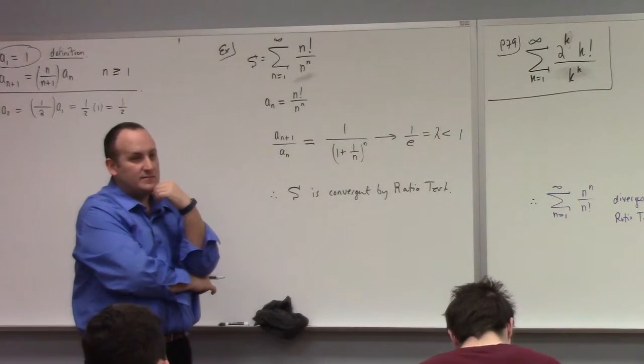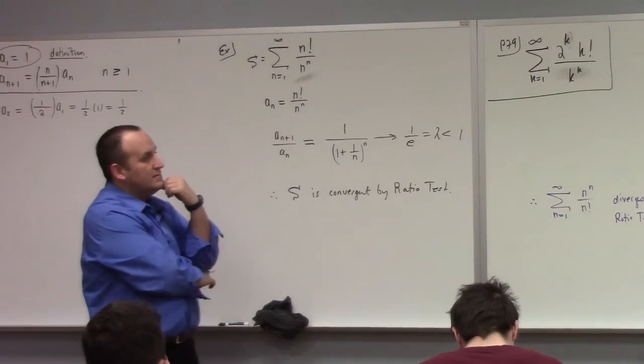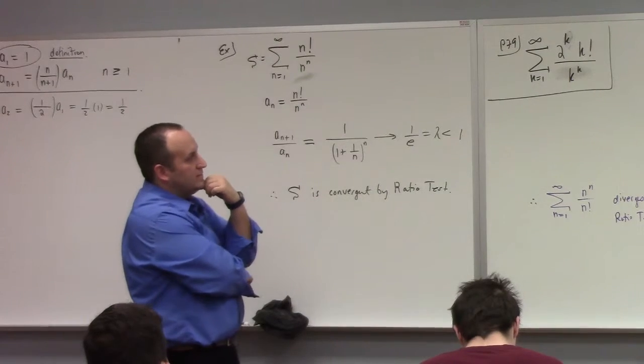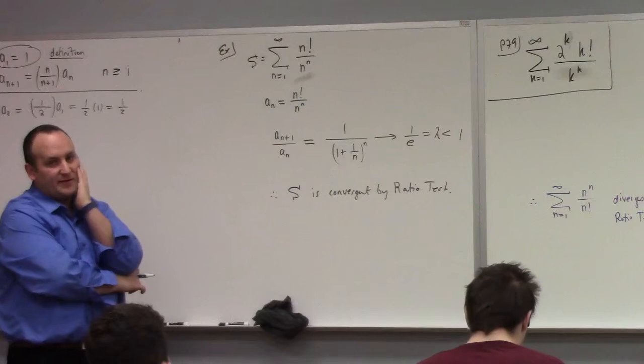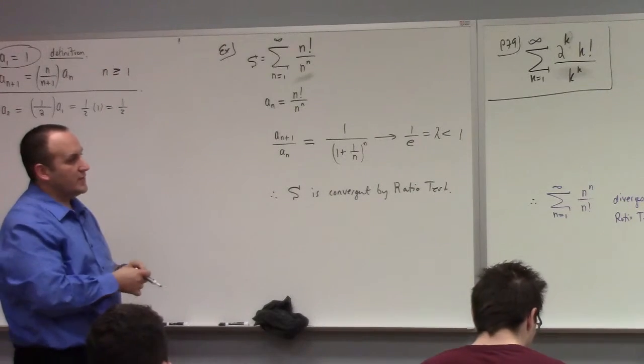Why is that? Oh, but we had another problem which is related to the 2 to the k over k factorial. Maybe that's useful. I don't know. What was that other problem?